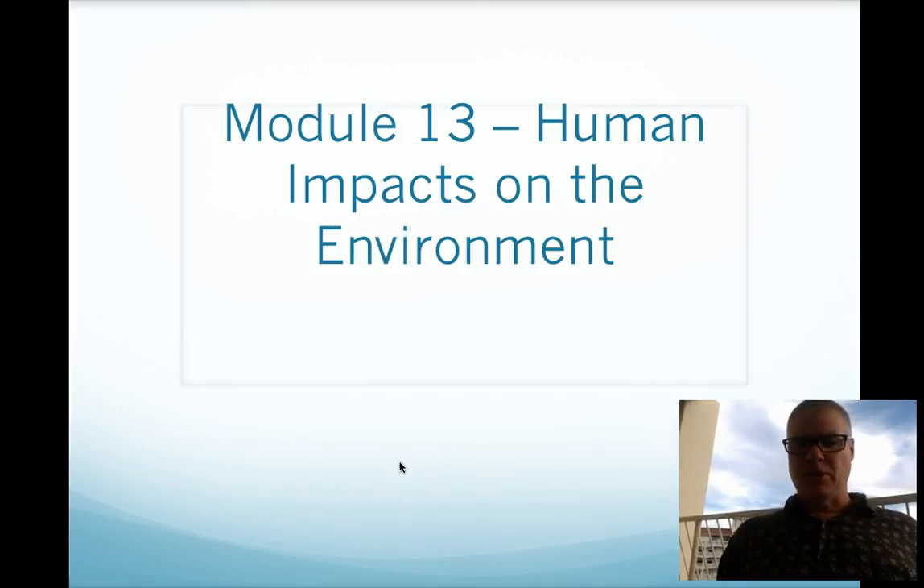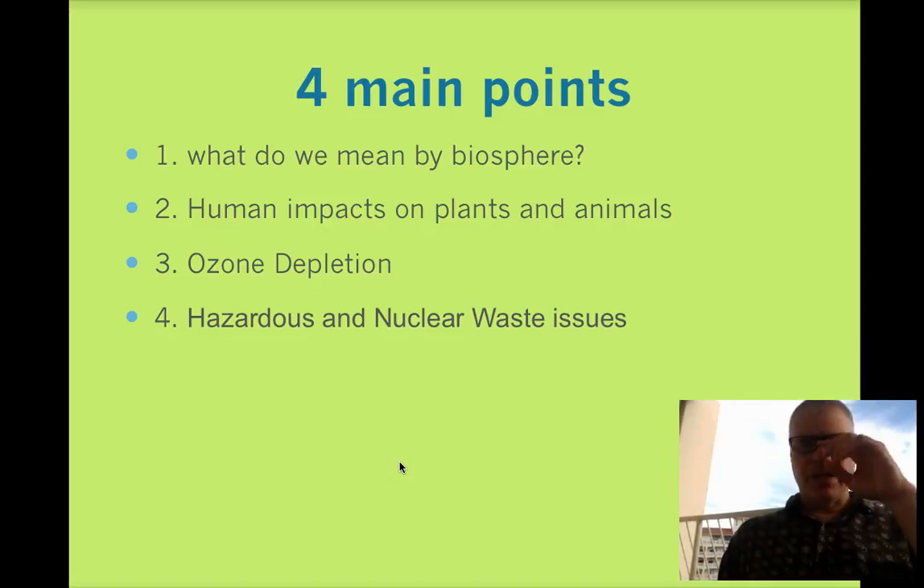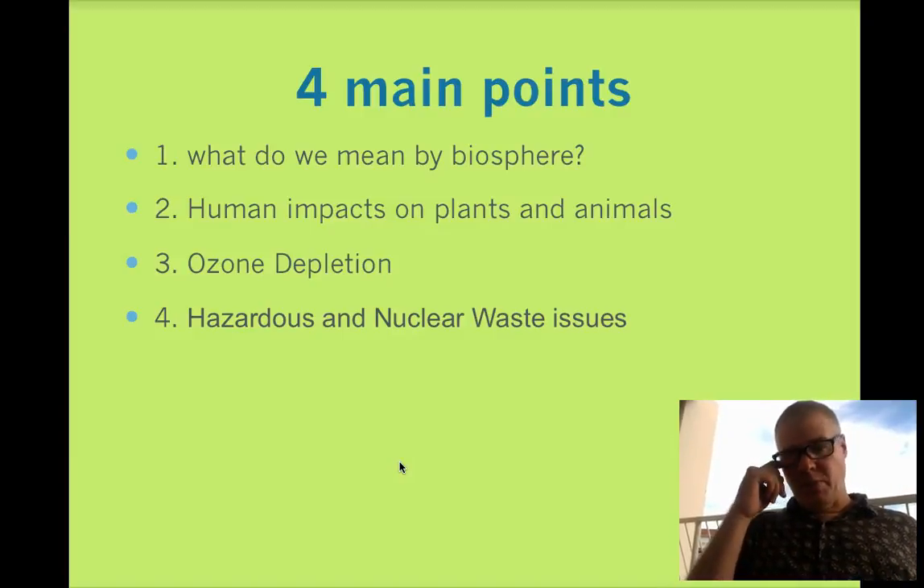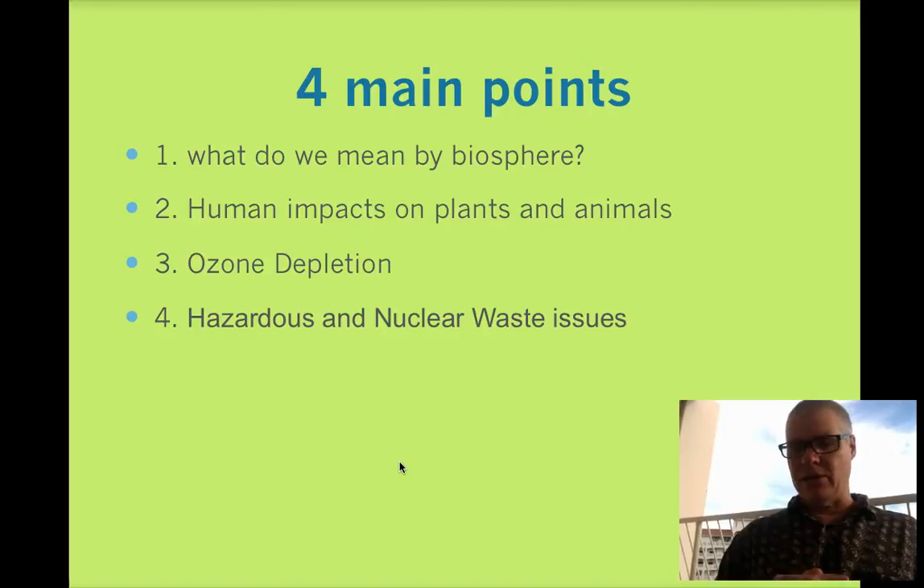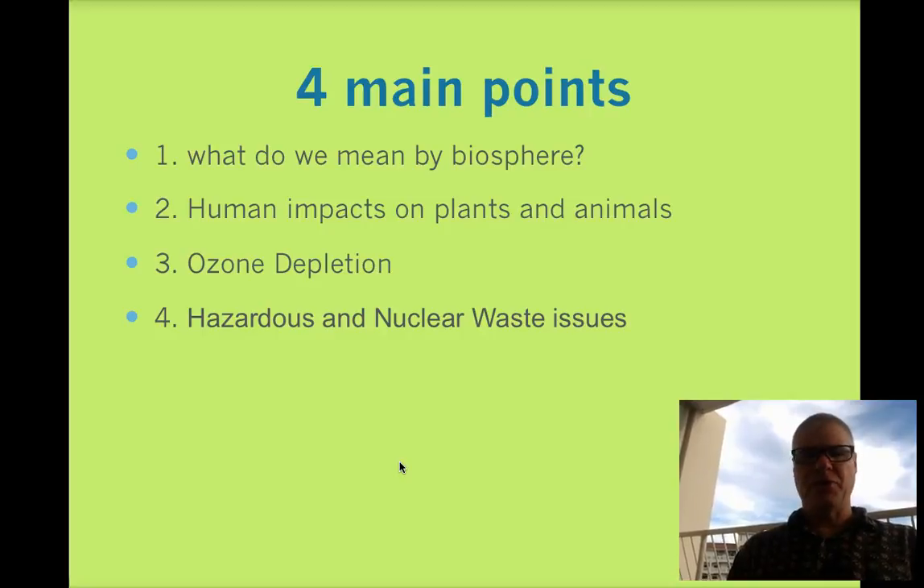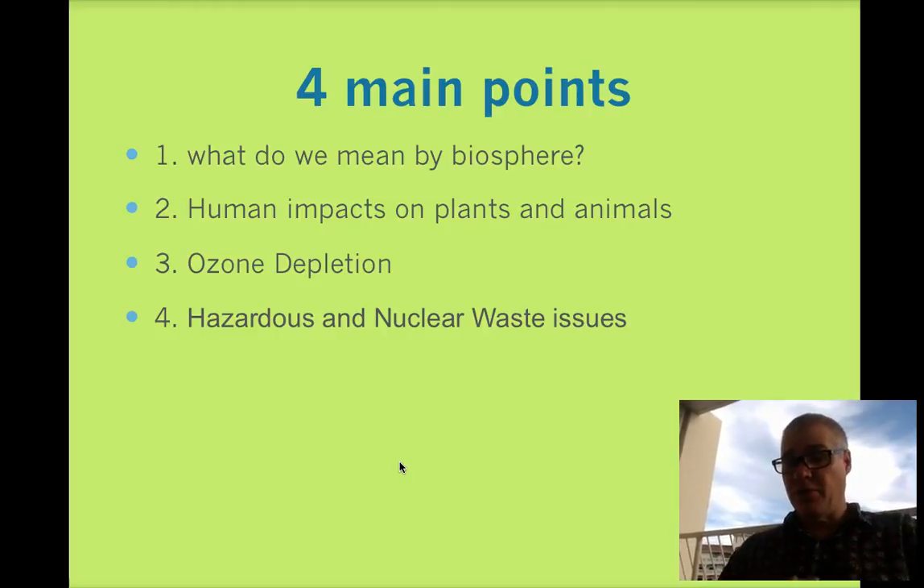So in this one I'm going to talk a little bit about the human impacts on the environment, and I'm going to focus really on four main points. First one being, what do we mean when we talk about the biosphere, in terms of human impacts on the biosphere. Then the second point is we'll talk about human impacts on plants and animals. Then I'll look at the specific case of ozone depletion, partially because it's an important case of how humans have affected the natural environment, but also because it's a very interesting example of how humans then came up with political processes to try and halt that impact. And then last we'll talk about hazardous waste and nuclear waste issues.